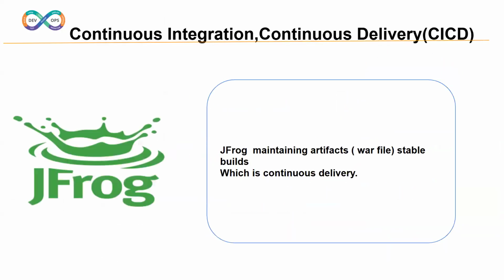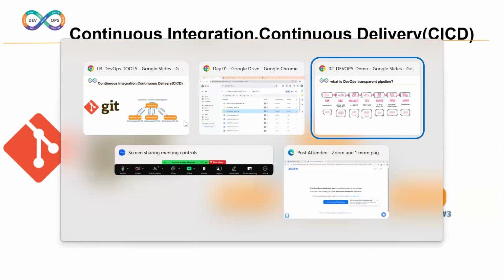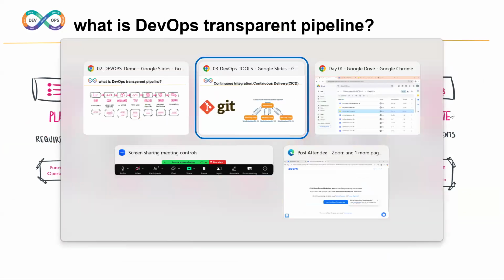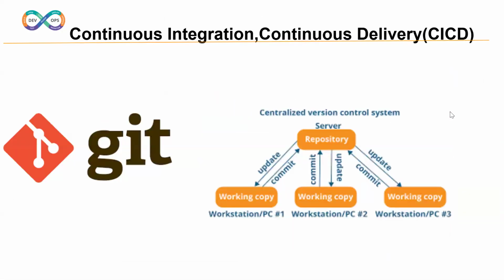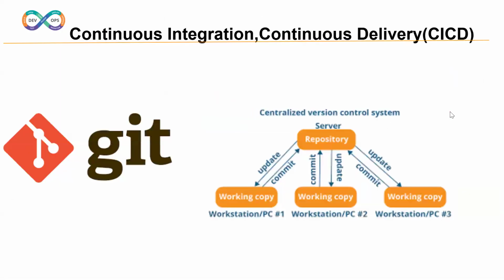But sir, how are we going to use all these tools in our DevOps process? Let us understand, guys. Firstly, Git. How can we use Git in our DevOps process? Git is a version control.